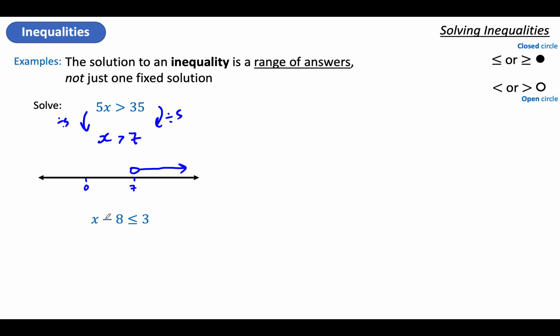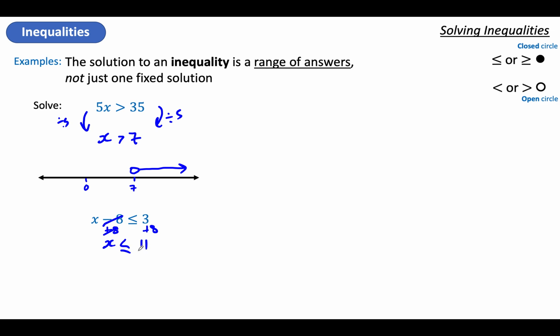So x take away 8 is less than or equal to 3. Again, I just want x on its own. So what I'm going to do is do the opposite. I'm going to add 8. But remember, do it to both sides of your inequality. Now, 8 take away 8 is nothing. It just leaves x on its own. It makes that 8 disappear. 3 plus 8 is 11. So x is less than or equal to 11.